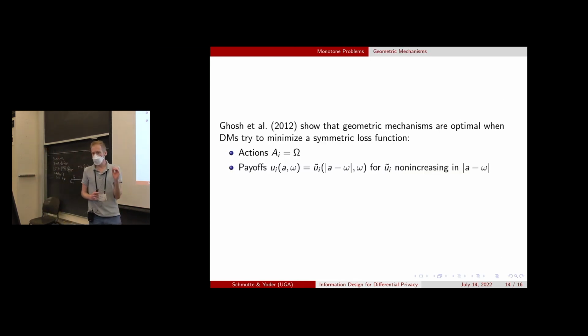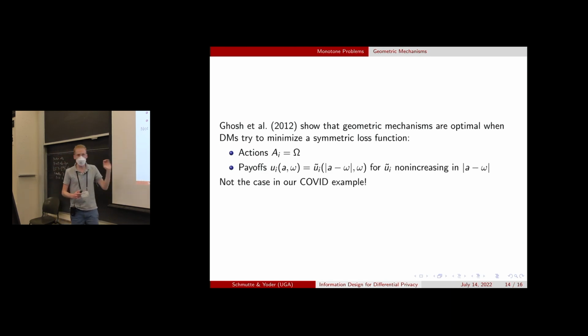Now, there's a key contribution in the computer science literature that doesn't set up an information design problem, but does show that the geometric mechanism is optimal for a specific kind of decision maker problem, where decision makers are trying to match their action to the state to minimize a symmetric loss function. Our COVID example isn't in this class, though. So it seems like there must be something not captured in this match the state functional form that's driving both our example and their result.